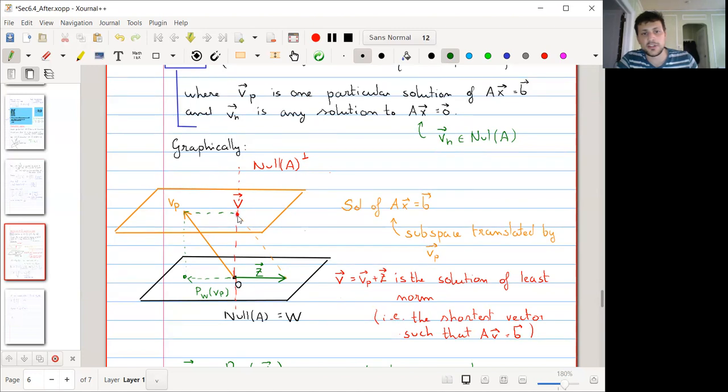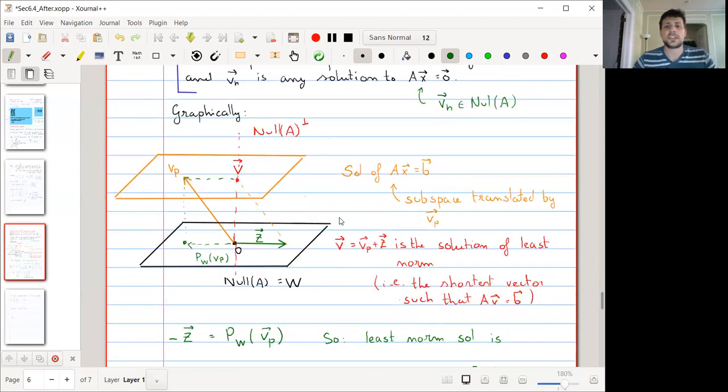To compute that vector v, you can observe that it is exactly given by Vp plus this other vector z, which is a homogeneous solution of the associated linear system. z is a vector in the null space of A, and Vp plus z gives you exactly v. Okay, so that's the setup. Our goal is to actually compute v.